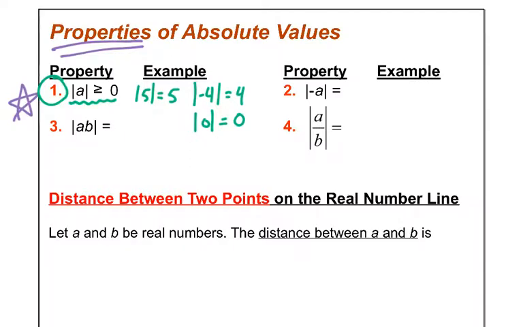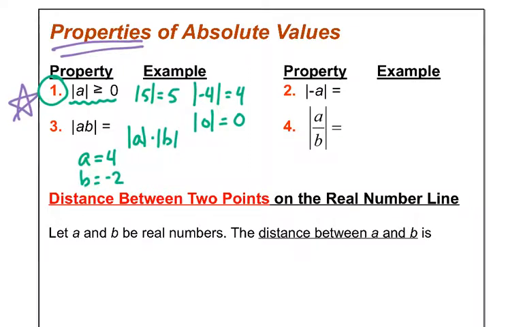All right, the absolute value of a times b, I can legally break that apart and take the absolute value of a, the absolute value of b, and multiply those two answers together. For example, if a is 4 and b is -2.